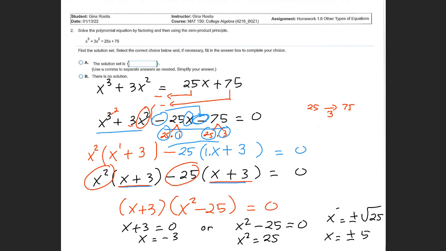Okay, after that, you check it. Just substitute into the original. So you got the answer. So the answer is negative 3, negative 5, and 5. Okay. Okay, now go to the next one, number 3.